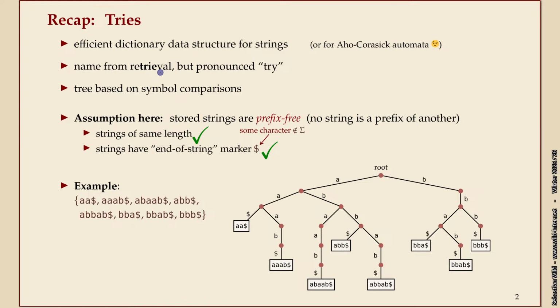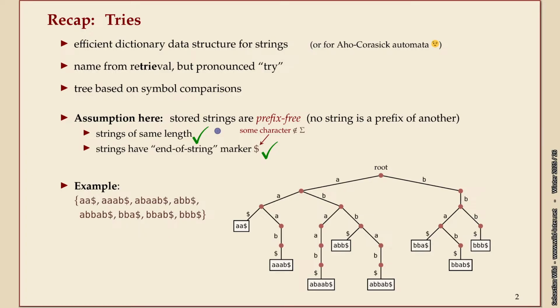Yeah, so now you can see it again. In general, tries are just a dictionary for strings, where the keys are strings. And you can do all sorts of things with them, whatever you would do with a dictionary or a symbol table.